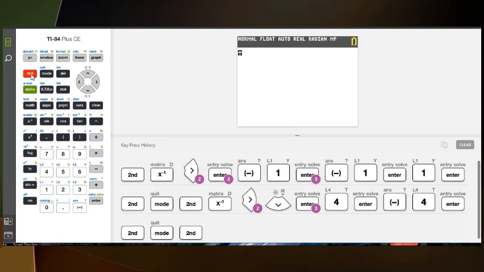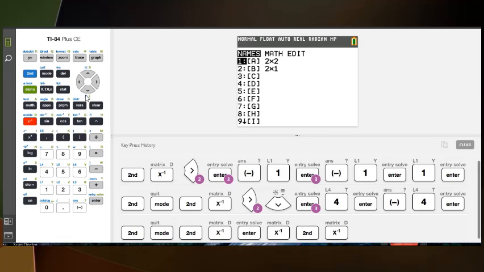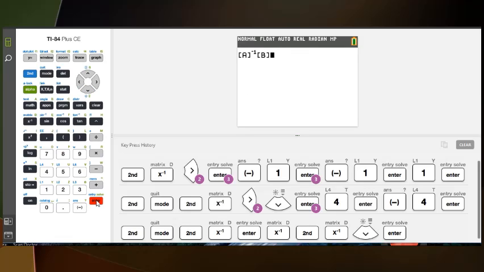I'm going to pull in matrix A first by hitting second matrix. I'm going to just choose matrix A. Remember, I want the inverse of that matrix to multiply it by the constant matrix. Got that done. Go back to second matrix. This time I'm going to choose matrix B, my constant matrix. I'm getting ready to multiply the inverse of matrix A, or my coefficient matrix, by matrix B, which is my constant matrix. Let's hit enter.